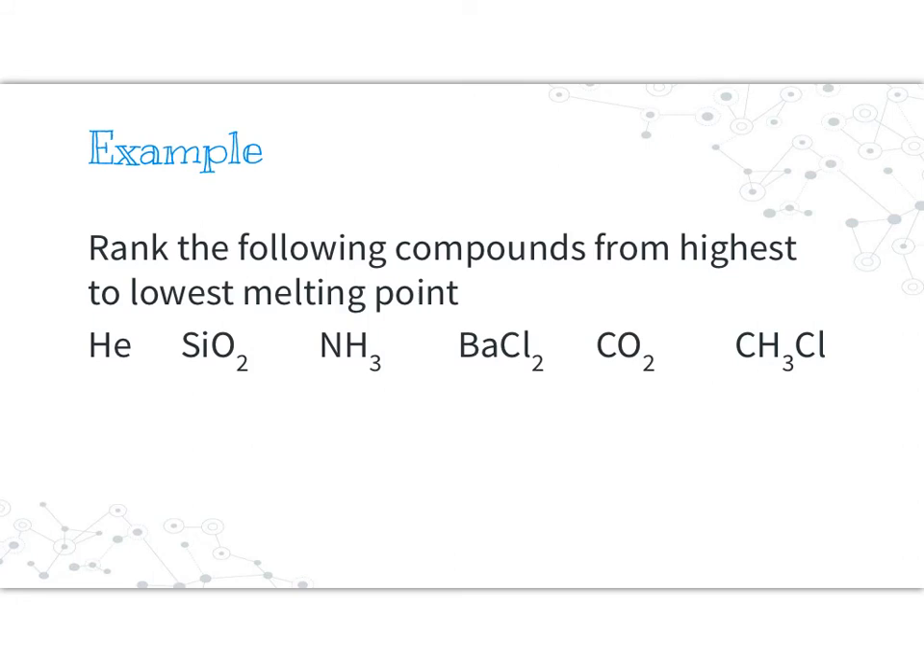Rank the following compounds from highest to lowest melting point. So what I'm going to do first is decide, because I can see here they're not all molecular. So I'm going to classify as ionic, a network solid, or covalent first. Okay, or elemental. So He is just helium. It's a noble gas. It likes to be by itself. It's an element.